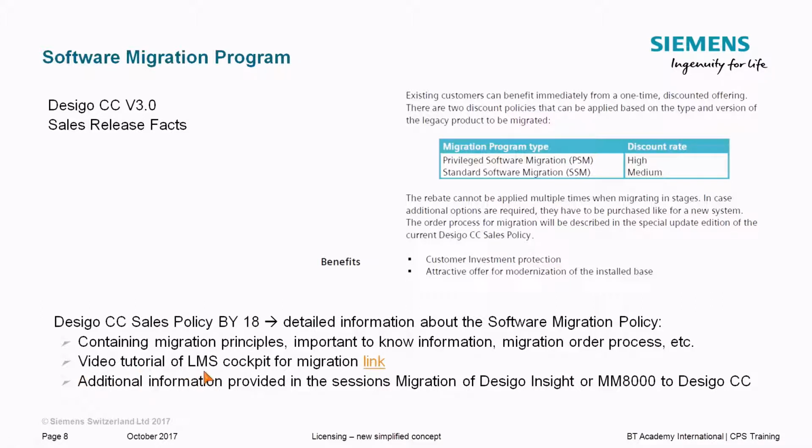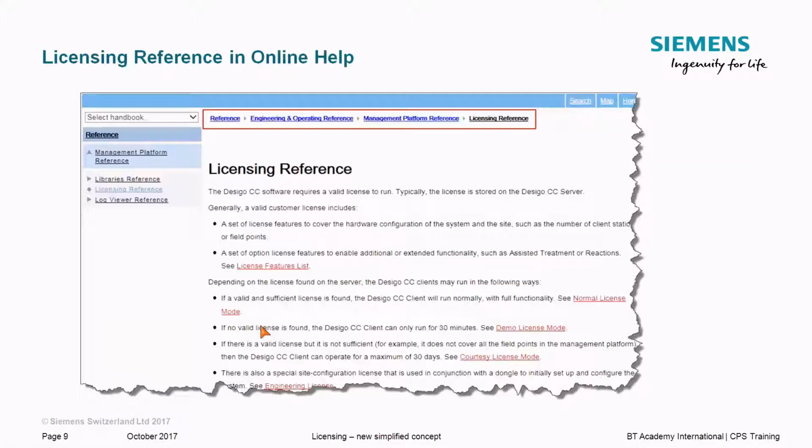There is also a video tutorial of the license management system. Here is the link, but I will show you that on Friday. And in the sales policy of business year 18, you have detailed information about it. Let's see that on Friday. This is the online help for licensing reference.